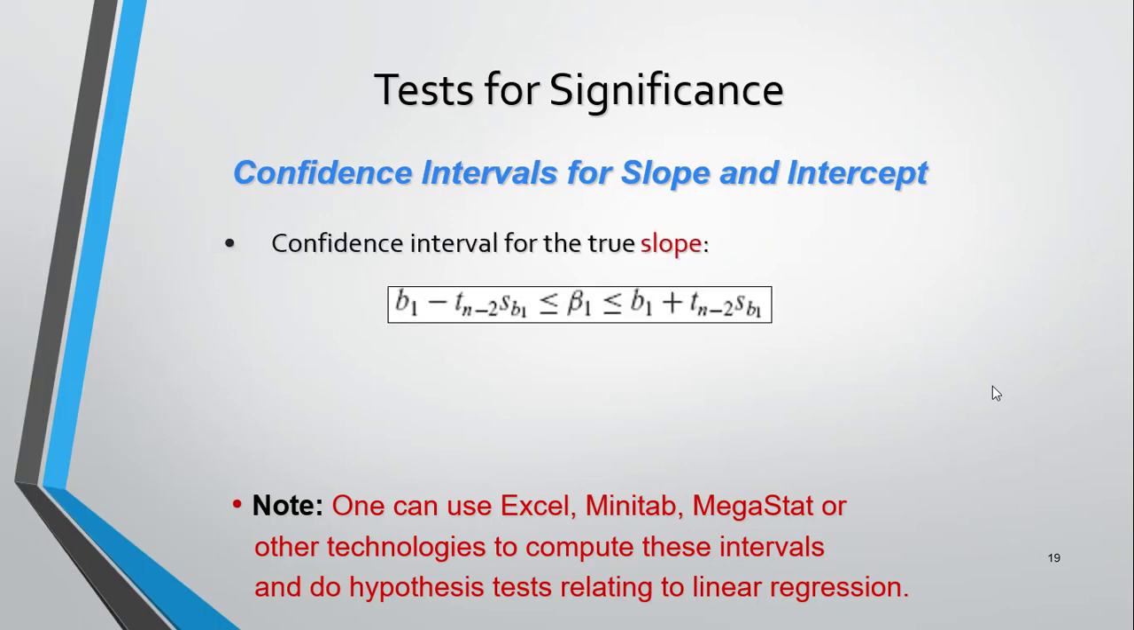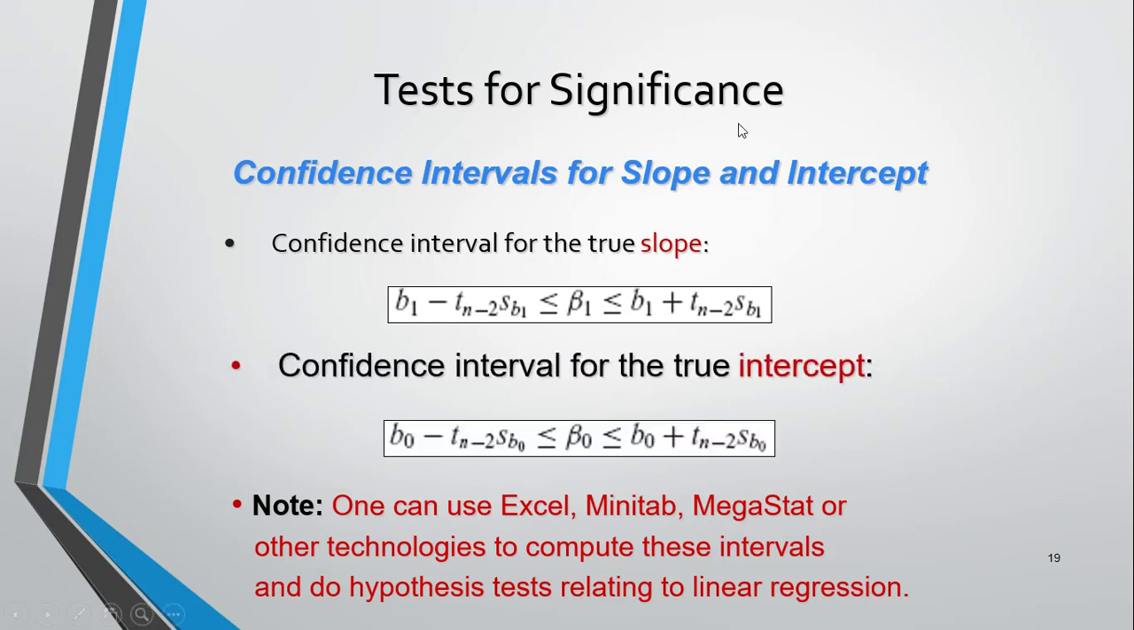The confidence intervals for the slope and intercept can then be calculated like this. This is the confidence interval for the true slope. Beta 1 is the true slope, and the confidence interval for that will be B1 plus this term or minus this term as upper and lower limits. Same with the intercept: B0, the estimated intercept, plus and minus this term times its standard error. We can use Excel, Minitab, MegaStat, or other technologies to compute these intervals and do hypothesis tests relating to linear regression.